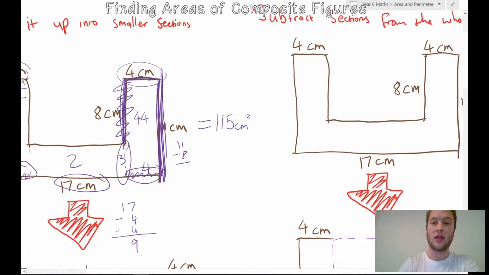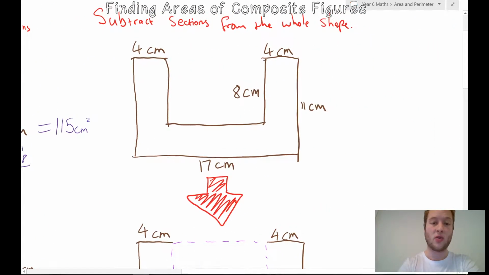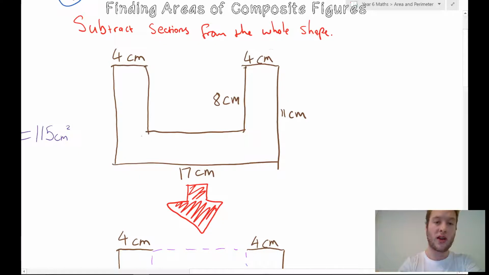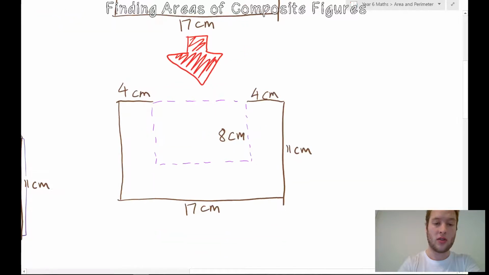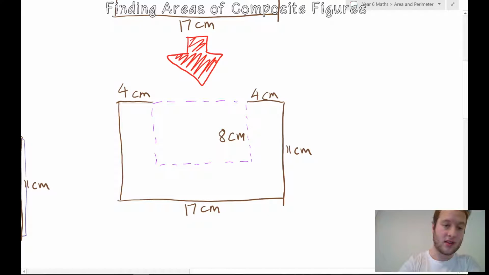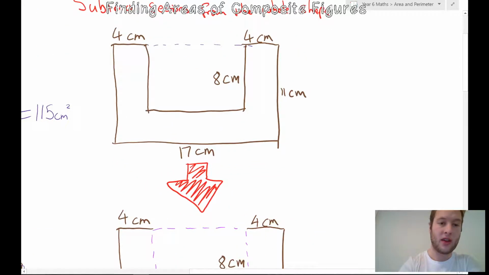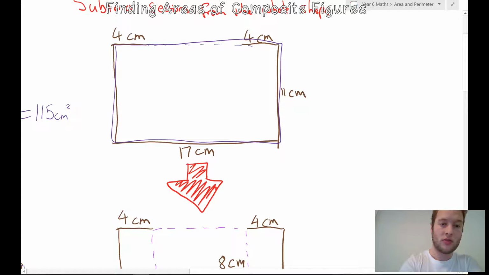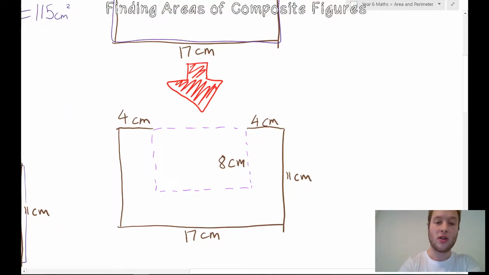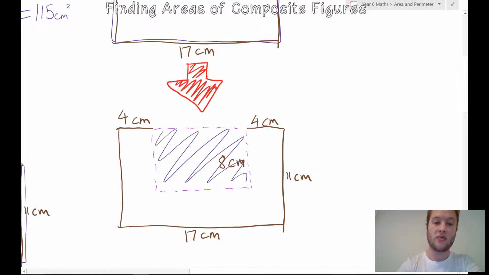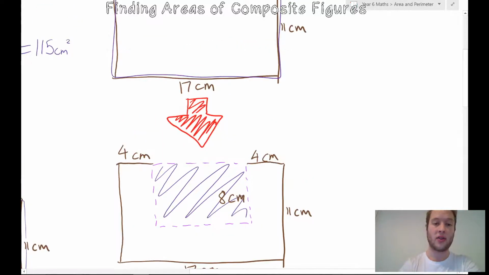Method 2, as I said, was subtract sections from the whole shape. So if I looked at the shape, I could actually draw a line across to make it look a bit like this. So I'm wanting to remove this line, this line, this line. So I'm wanting to work out what this rectangle is first, and once I work out that rectangle, I can then work out the inner rectangle, the small one, and take it away, so subtract.